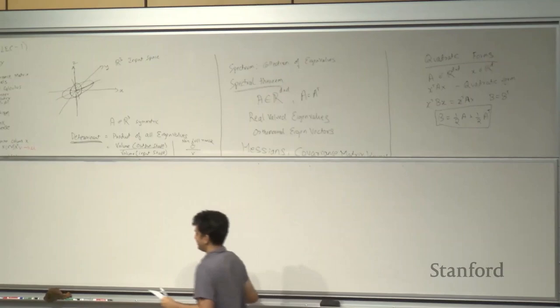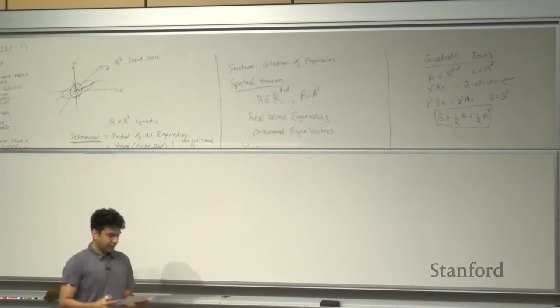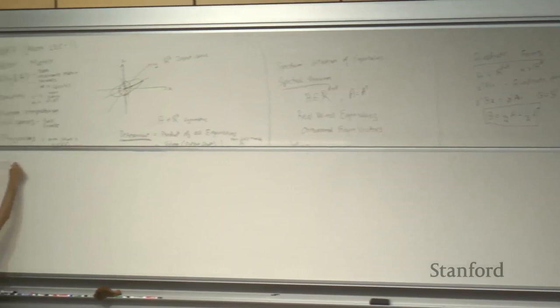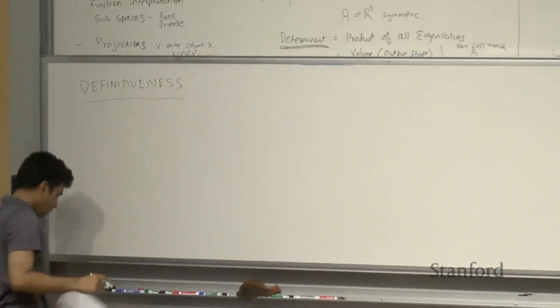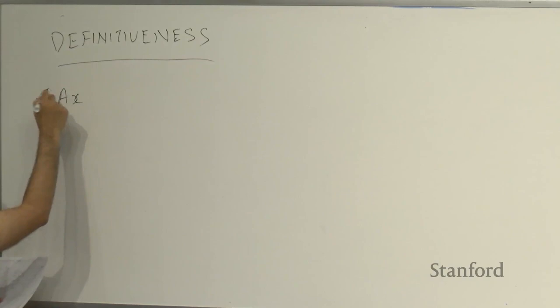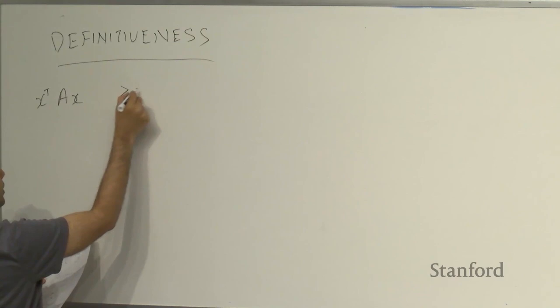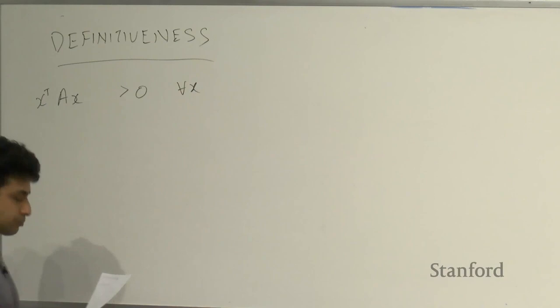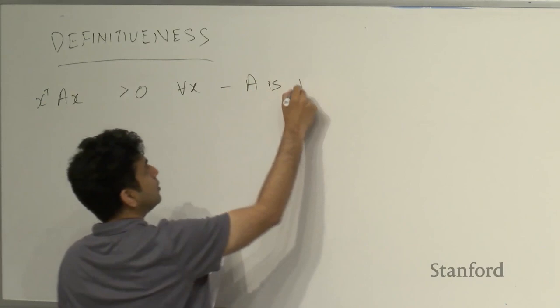So we use the quadratic form to define what's called definiteness. The way we define definiteness is, for a square symmetric matrix A, if x transpose A x is greater than 0 for all x, where this symbol means for all x, then we say A is positive definite.